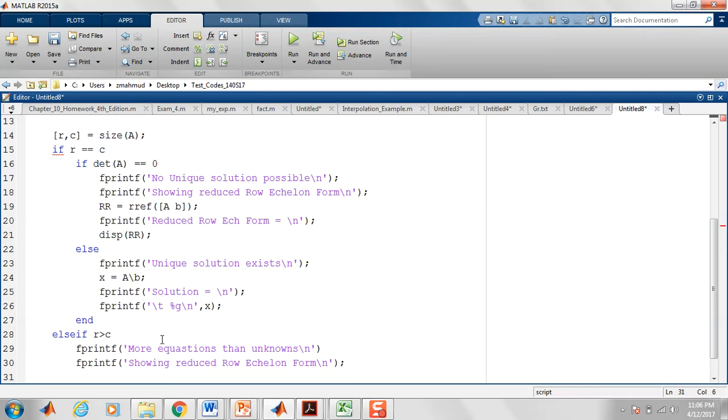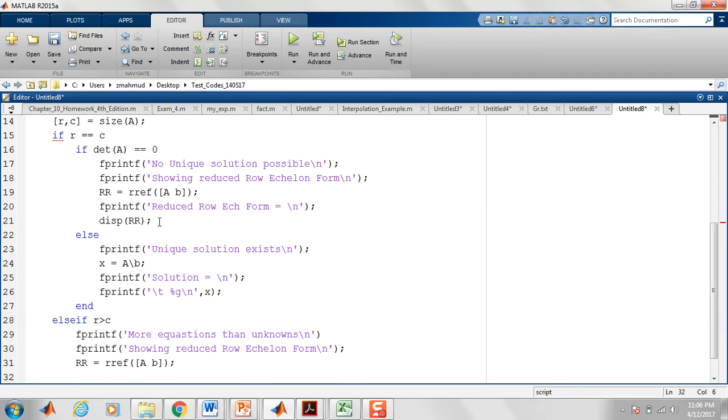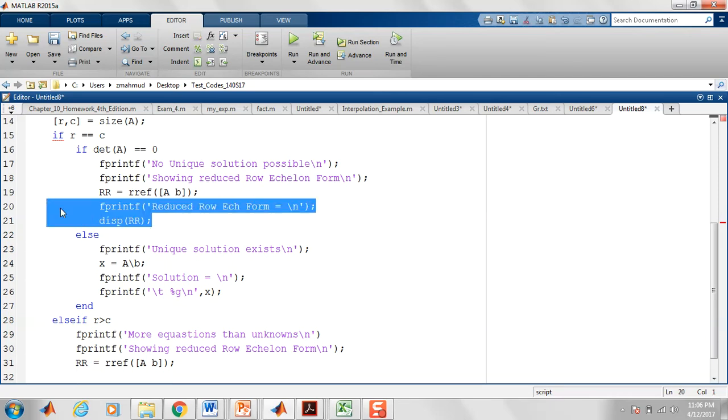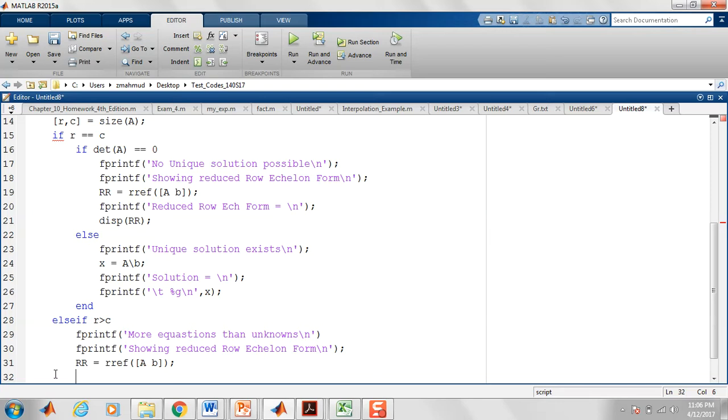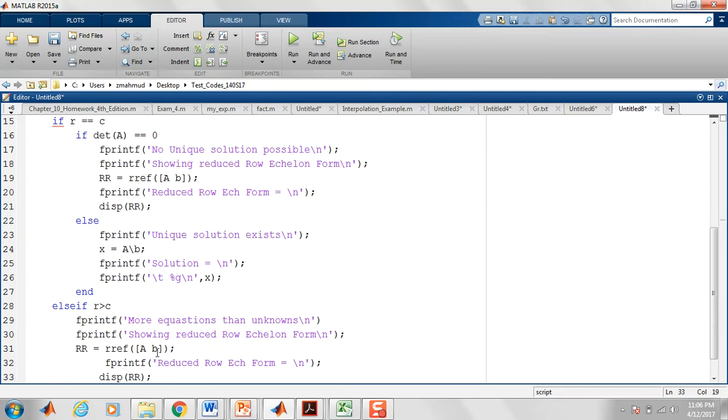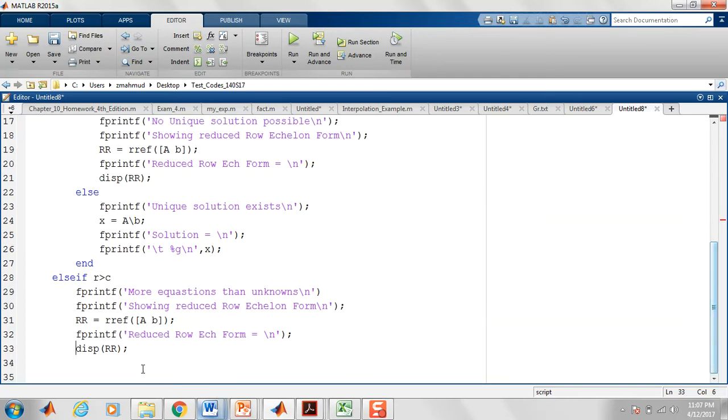And then you do rr equals rref, which is the same thing that we had before. So we'll have A and then augmented matrix B, and then I can simply copy this and paste it right here. So I'm going to put it right there. So that's else if r is greater than c, and then you can do else, which means r is less than c automatically.